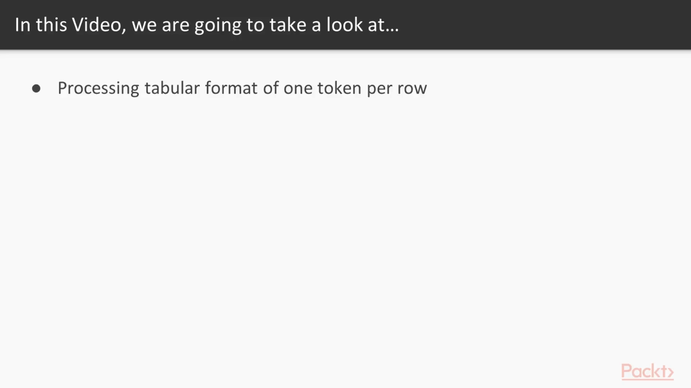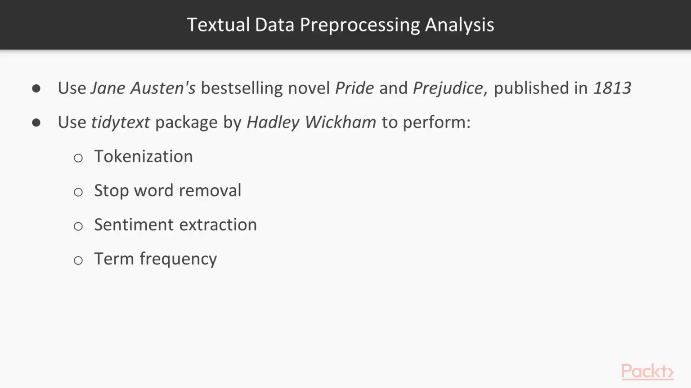In this video, we will process a tabular format of 1 token per row. We will use Jane Austen's best-selling novel, Pride and Prejudice, published in 1813, for our textual data pre-processing analysis. In R, we will use the Tidy Text package by Hadley Wickham to perform tokenization, stop word removal, using predefined sentiment lexicons, term frequency, inverse document frequency matrix creation, and to understand pairwise correlations among n-grams.